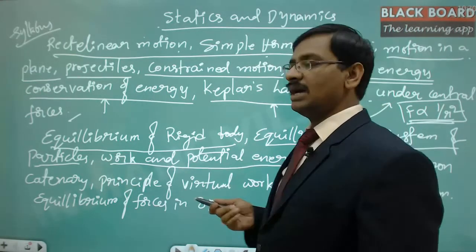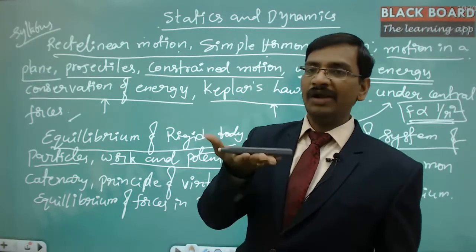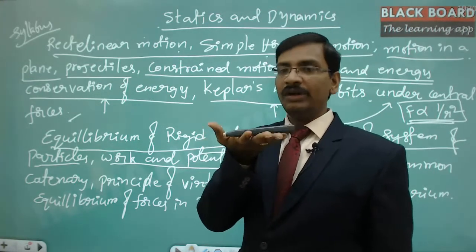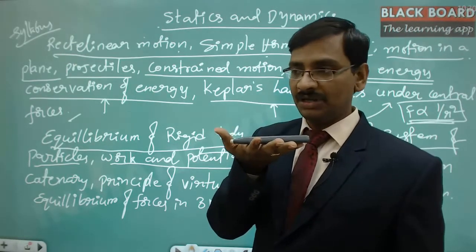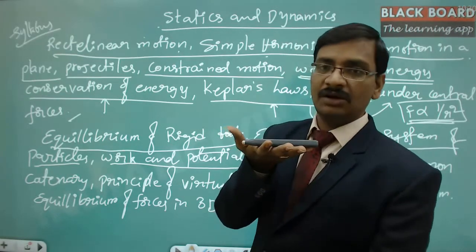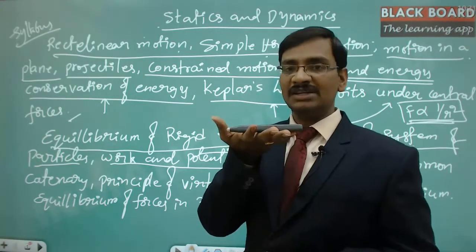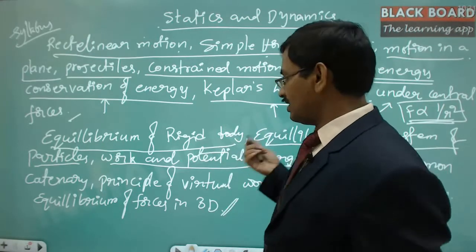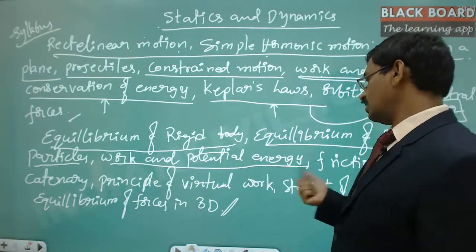As and when there is motion, or as and when this body has acquired certain energy, though it is staying at this particular location, it is still associated with potential energy, because there is a reference of the ground. From the ground it is at a certain height, so it has certain potential energy. That energy we are going to calculate as part of this statics. So, work and potential energy.